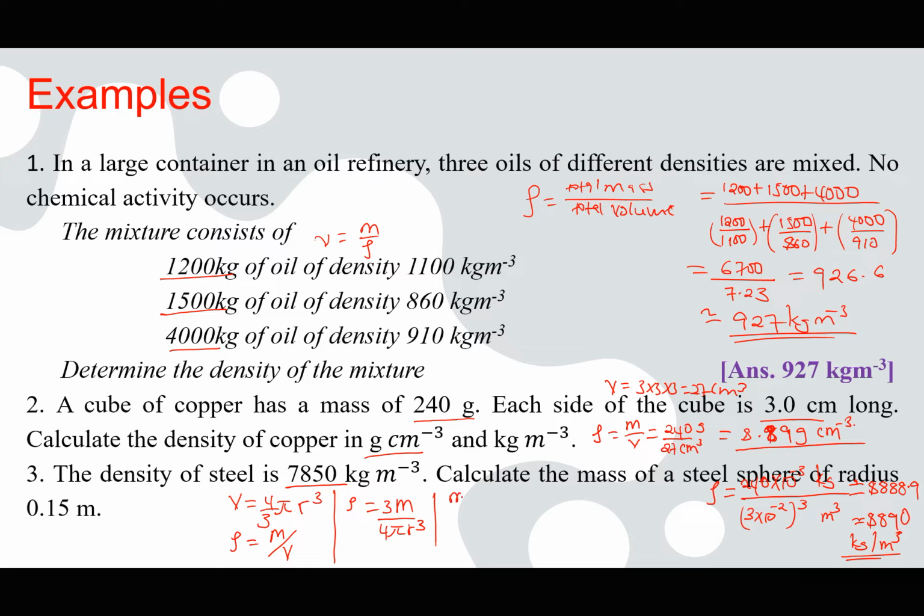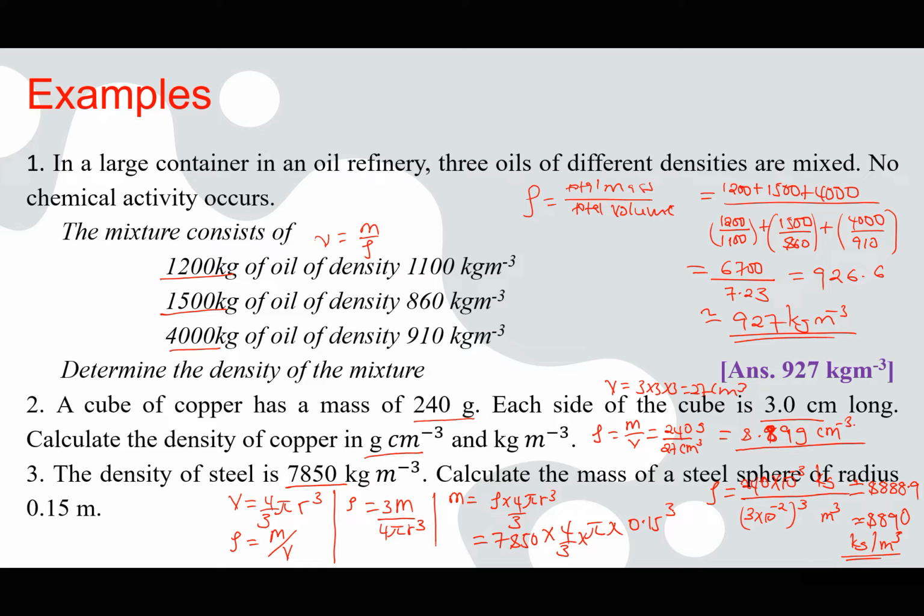it means the mass is going to be equal to density times 4 pi r cubed divided by 3. So we just substitute in this equation. So the density is 7850 times 4/3 times pi times r, which is 0.15, and this is raised to power 3.